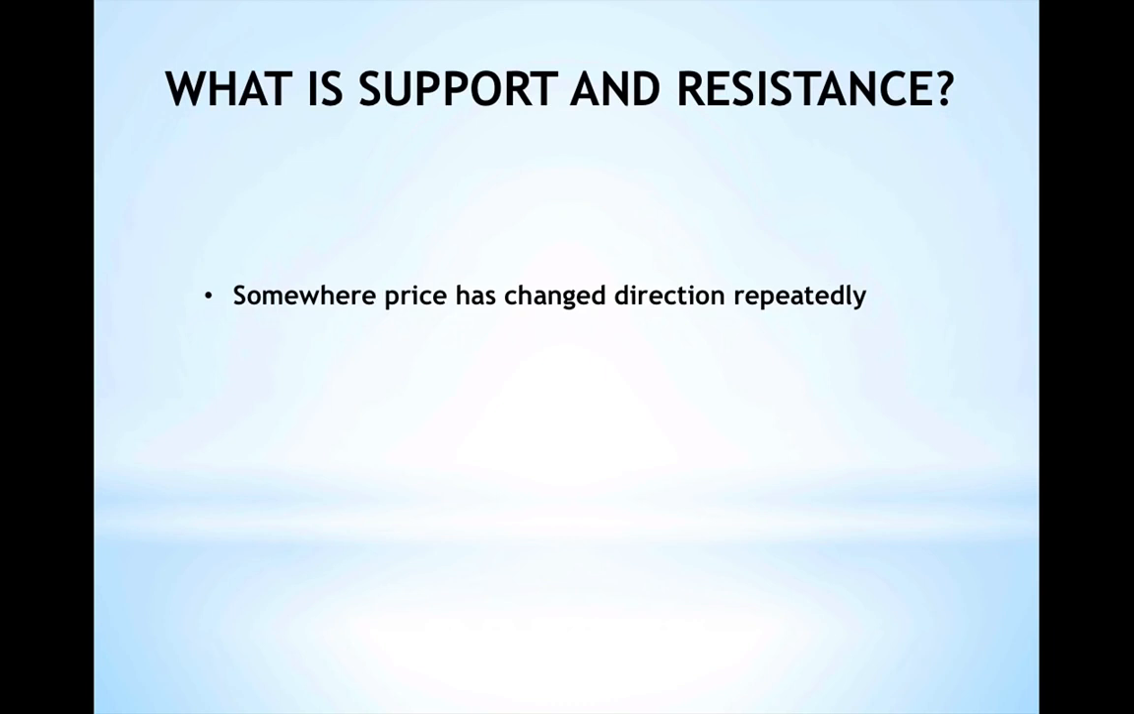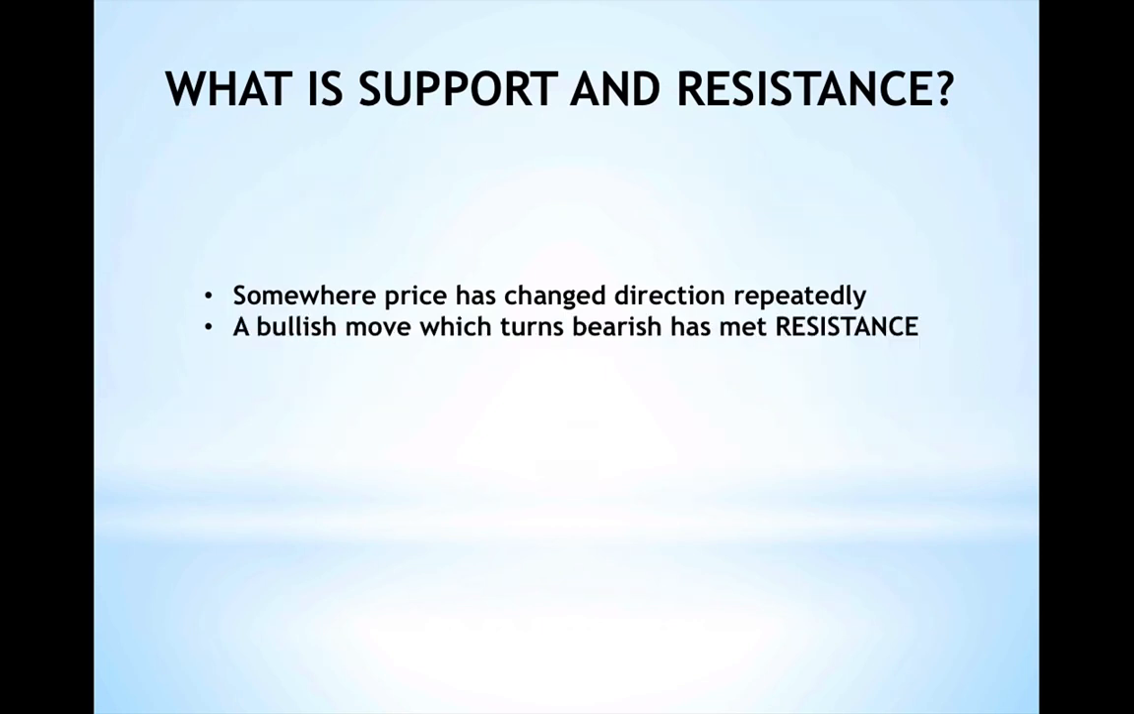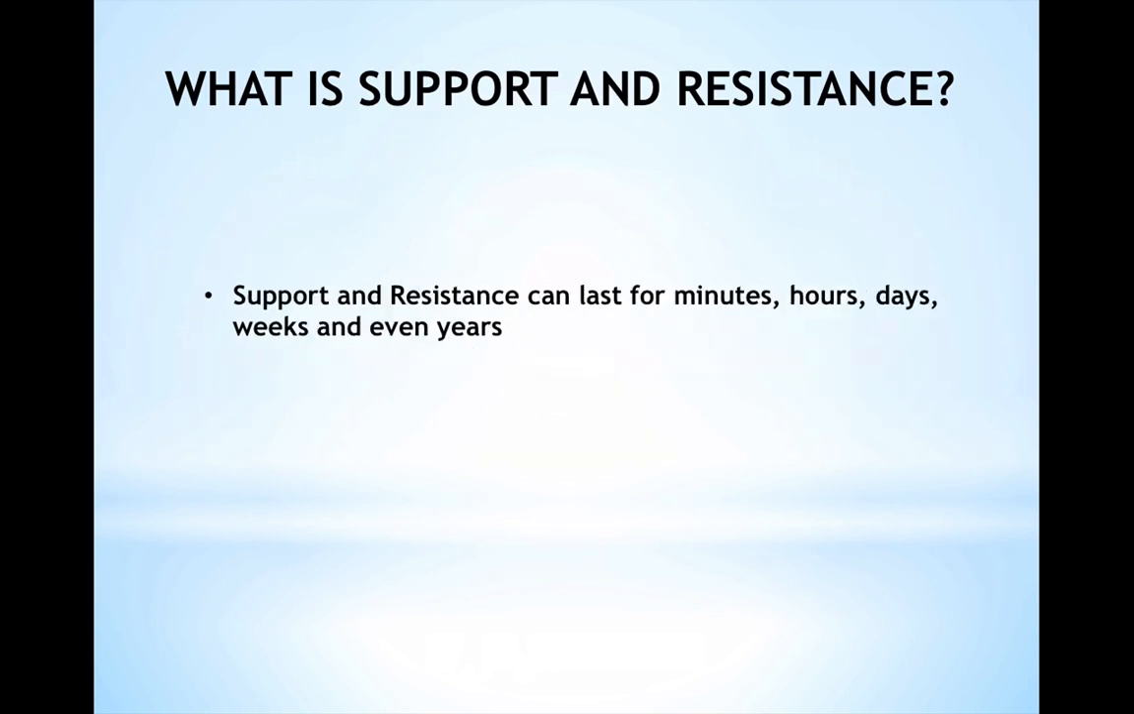The simplest way to think about support and resistance is that they are areas where the market changed direction or has stalled repeatedly. A bullish move, so the market rising, which turns bearish, has met resistance. The opposite, so a bearish move, which turns bullish, has met support. Support and resistance areas can last for minutes, hours, days, weeks, and even years. As you study charts and learn markets, you will come to realize that markets have very long memories.